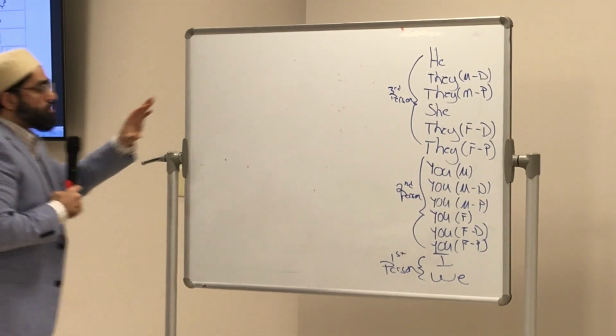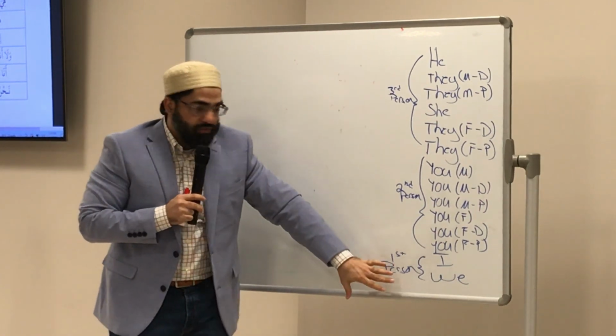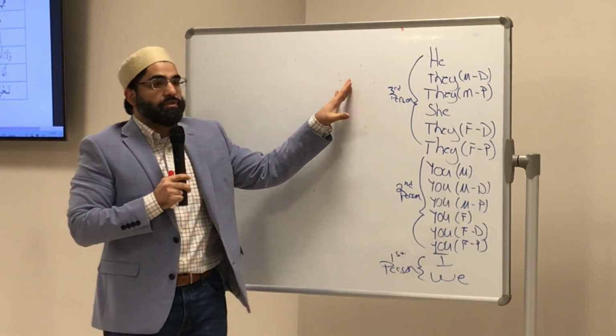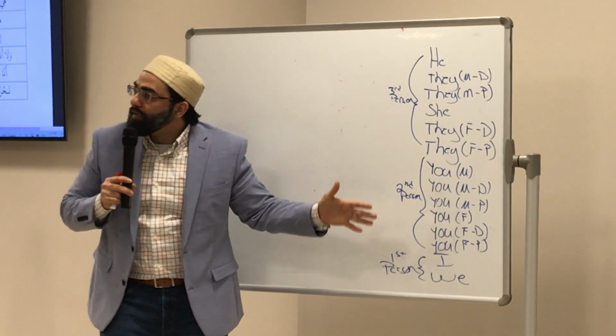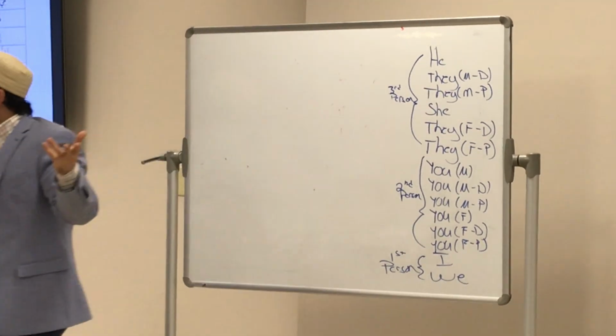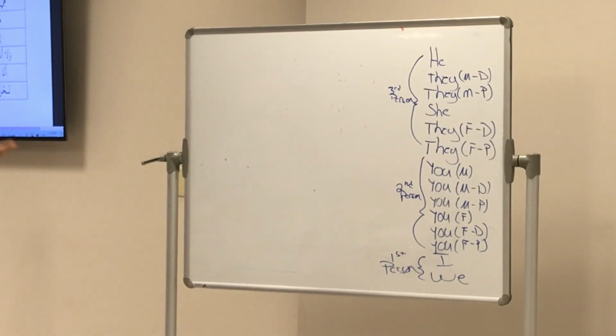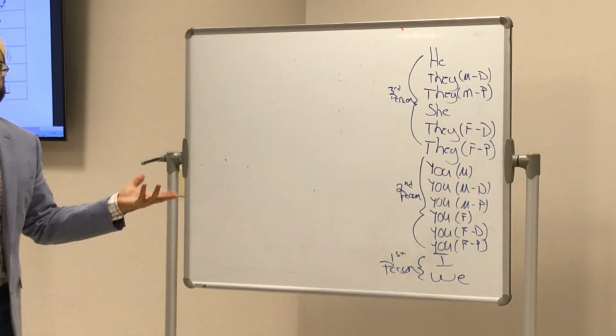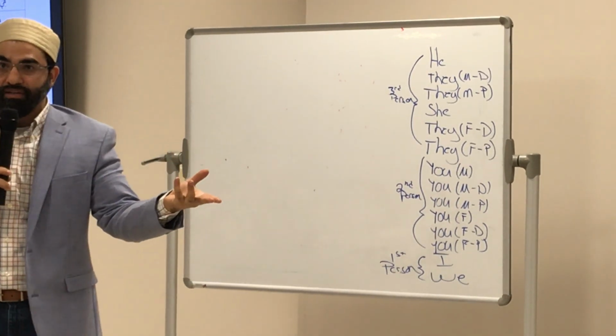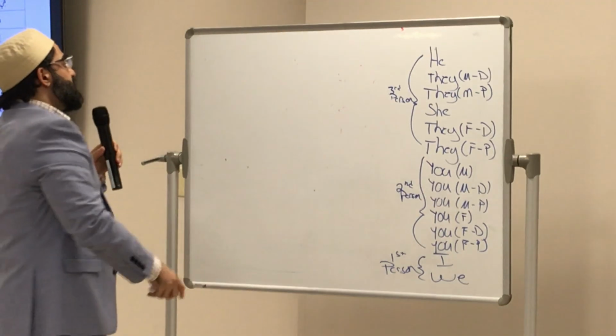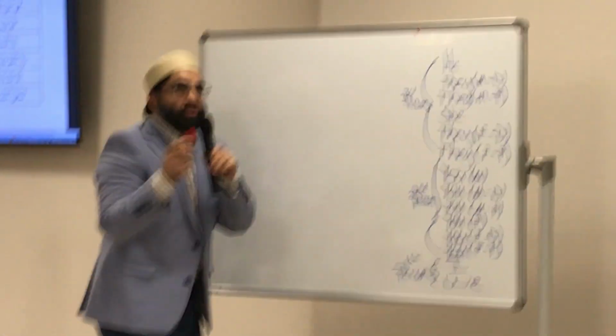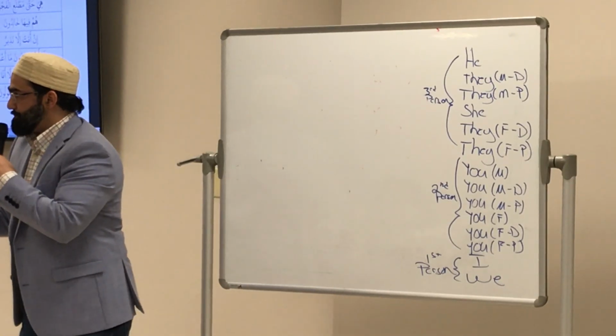Now look at this whole thing here. This I, we is first person, second person, third person. Not that much variation. Some theys, some yous, some he's, some she's, some I's, some we's, but there's not that much variation. Almost every single one of these changes in Arabic.